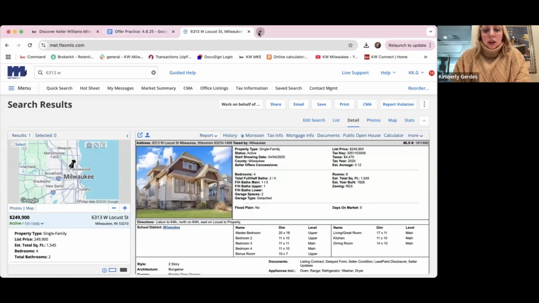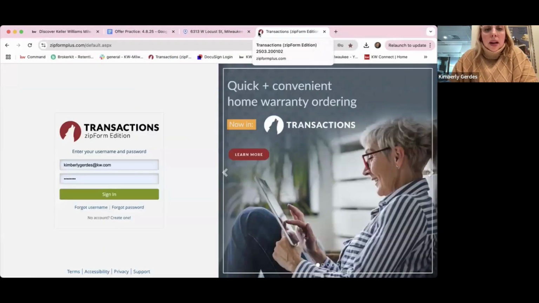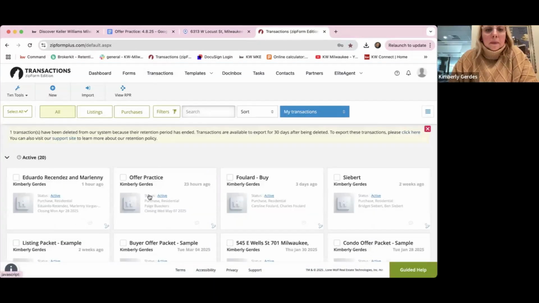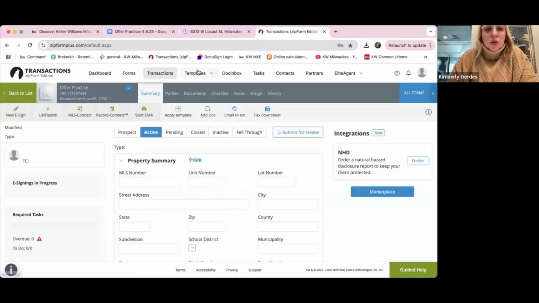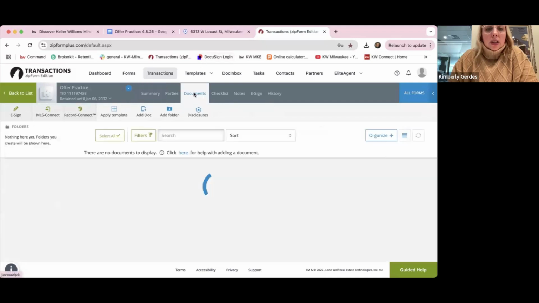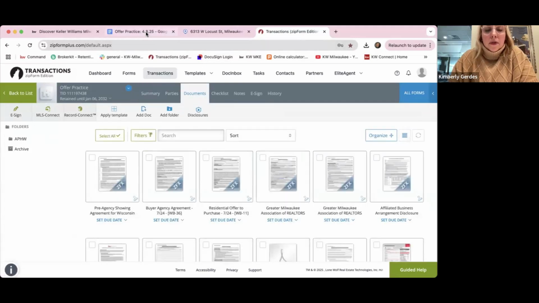But what I'm going to do now is, can you guys see my zip forms? Yes. Okay, perfect. So I started to draft the practice offer in zip forms.